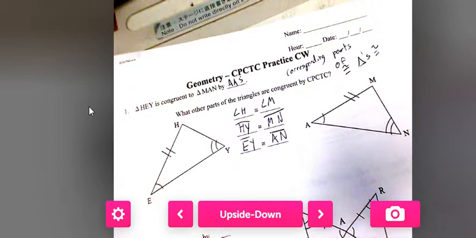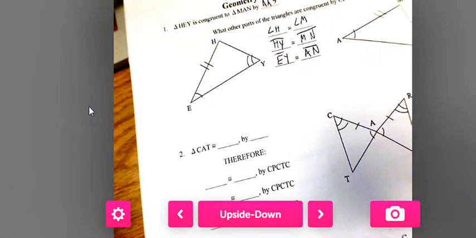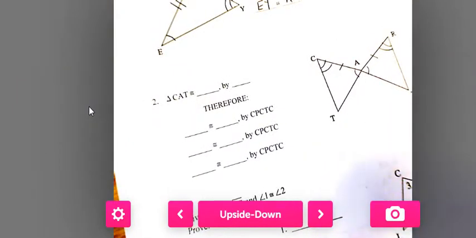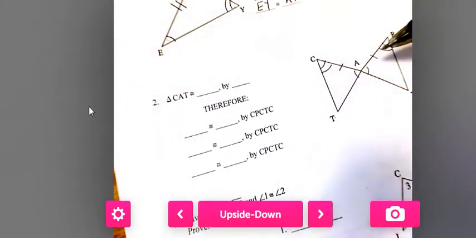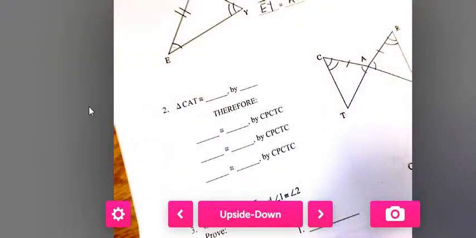Okay, you ready to try another one? Why don't you try the next one on your own? Tell me why. I'm going to try to zoom in a little bit. CAT is congruent to what over here? So you have to list the triangle and then tell me why, by hypotenuse-leg, side-angle-side, side-side-side, angle-side-angle, or angle-angle-side. And then we're going to say what other parts are congruent by CPCTC. Corresponding parts of congruent triangles are congruent. Try it right now.